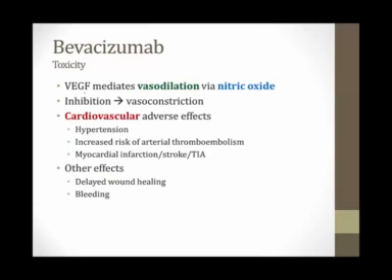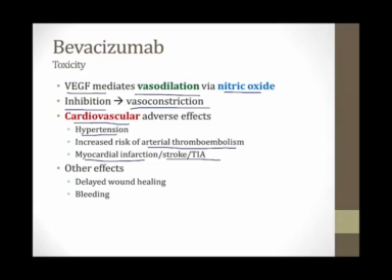To understand the toxicity of bevacizumab, you need to appreciate that the VEGF system mediates vasodilation via nitric oxide. Therefore, if you inhibit the VEGF system, you get vasoconstriction. For this reason, cardiovascular adverse effects are common among patients receiving bevacizumab. These patients can develop hypertension. Also, clinical trials have shown an increased risk of arterial thromboembolism in patients receiving VEGF inhibitors. This includes myocardial infarction and stroke and TIA.